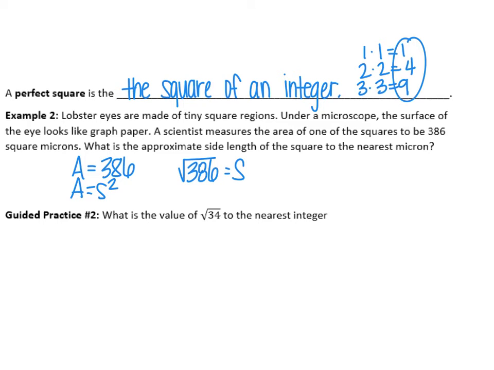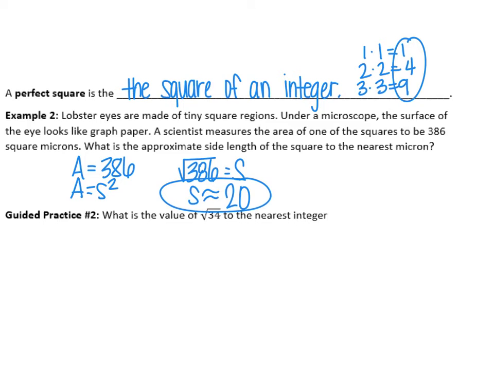In the book, they show you how to do it by doing 19 squared and 20 squared. If you do have a calculator, you can put it in and you'll get a decimal. Either way, it's going to be closer to the square. It asks you for the nearest micron, so the nearest whole number, and it's going to be closer to 20. So S is approximately 20 microns.